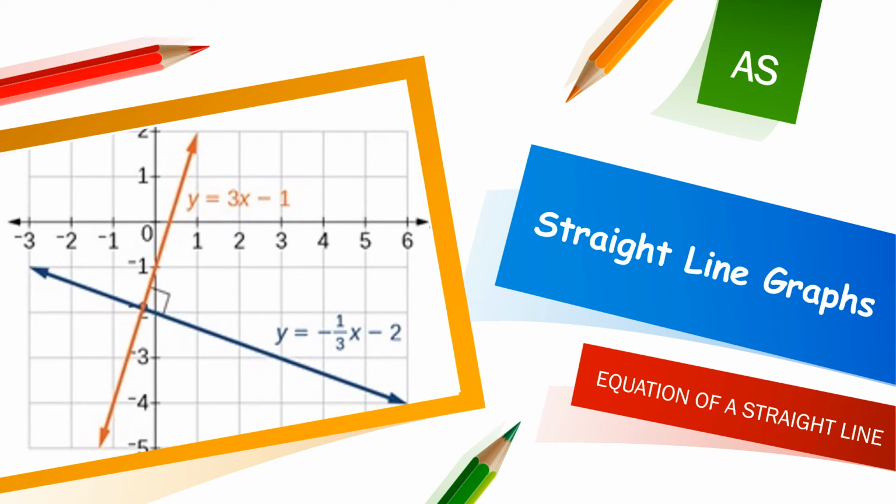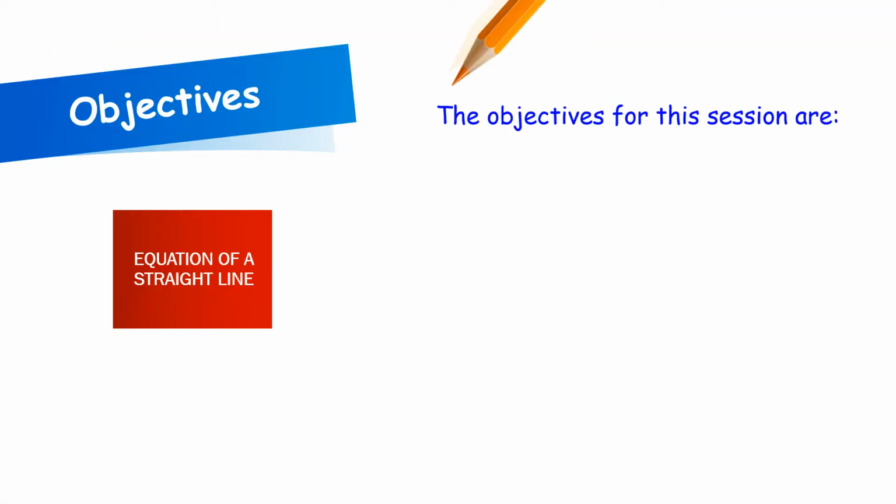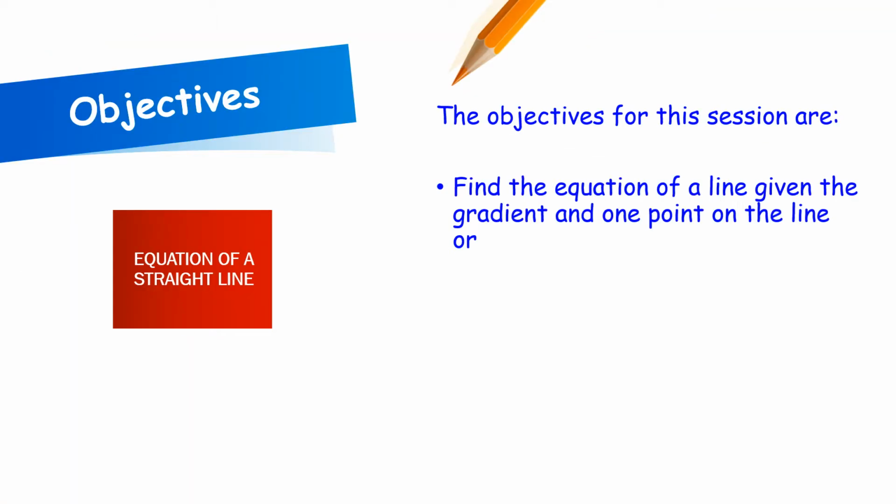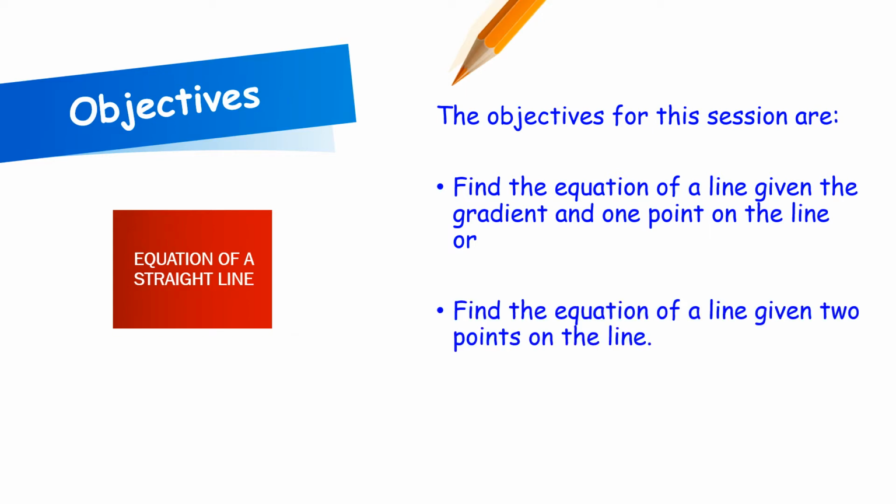Welcome to the session on straight line graphs, equation of a straight line. The objectives for this session are to find the equation of a line given the gradient and one point on the line, or find the equation of a line given 2 points on the line.